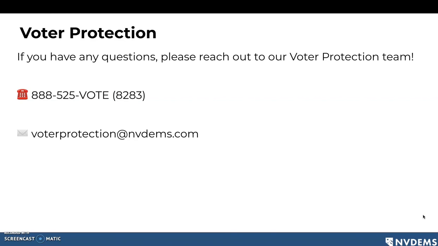If you do have any questions as you are moving throughout the voter registration process, please don't hesitate to reach out to our voter protection team. They can be reached by phone at 888-525-VOTE. Again, that's 888-525-8283, or you can send them an email at voterprotection@nvdems.com.